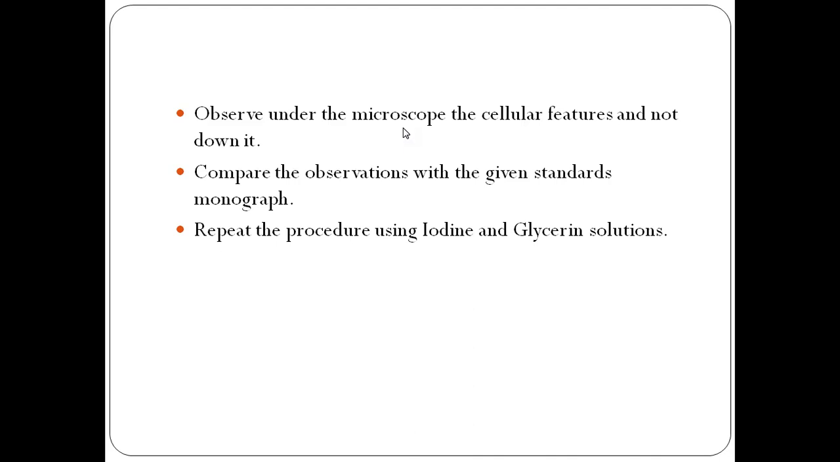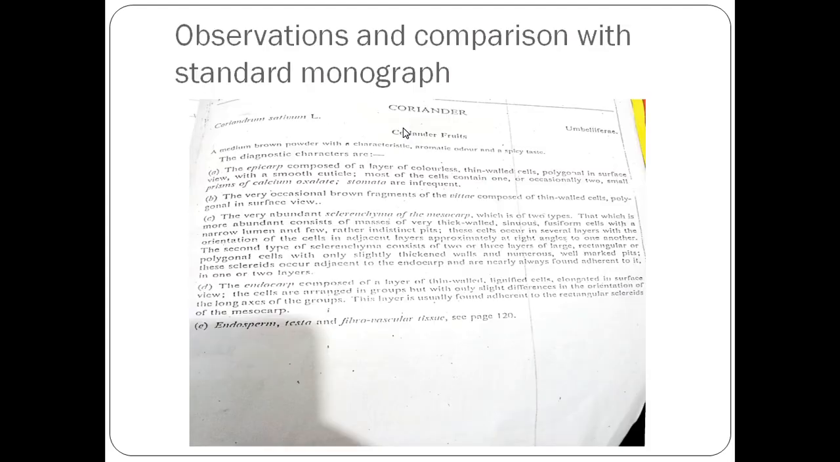Then the second observation will be made using the 10x objective lens. So 10 and 10 of the eyepiece will be equal to 100 times. So you will observe this slide 100 times magnified. Then compare the observation with the given standard monograph. Now repeat the procedure using iodine and glycerin solutions. Now observation and comparison with the standard monograph.